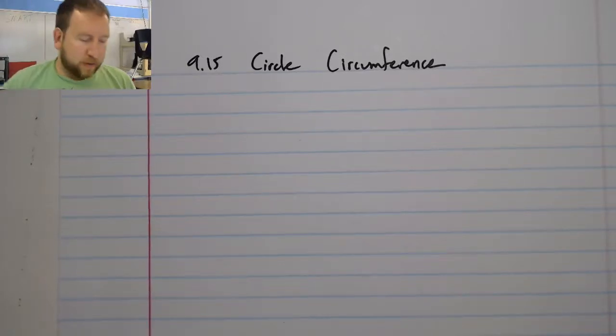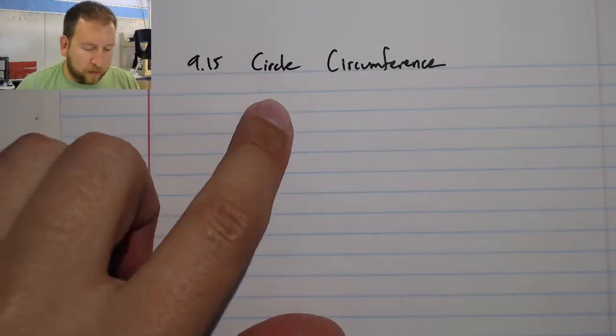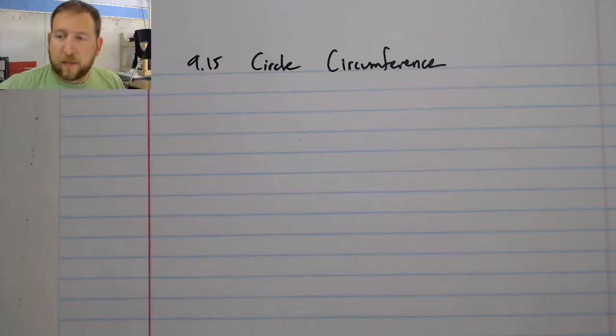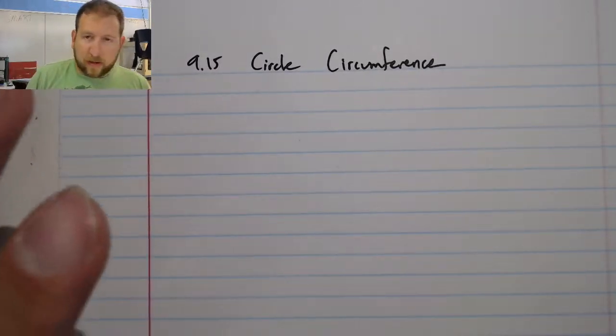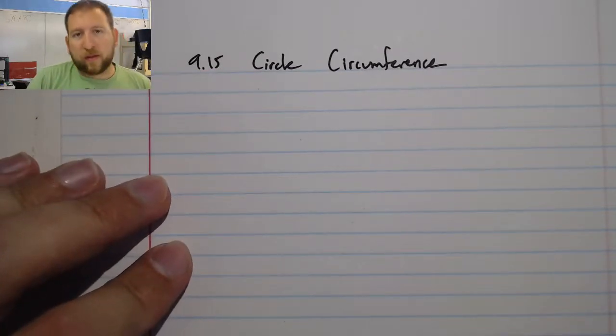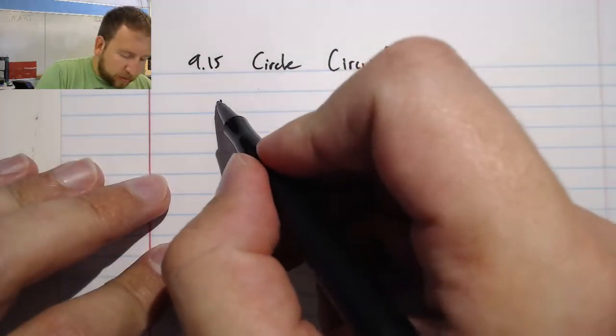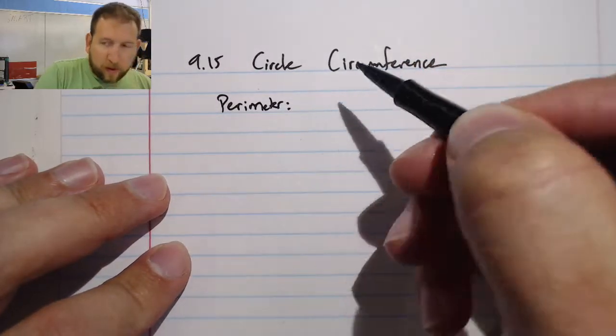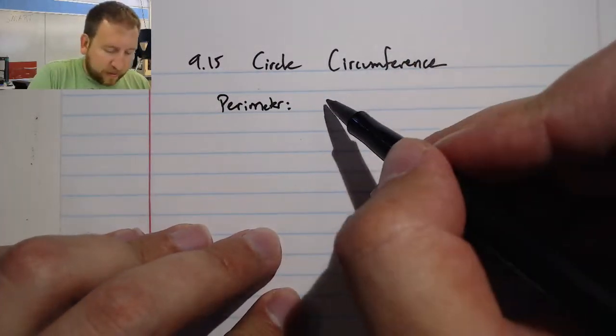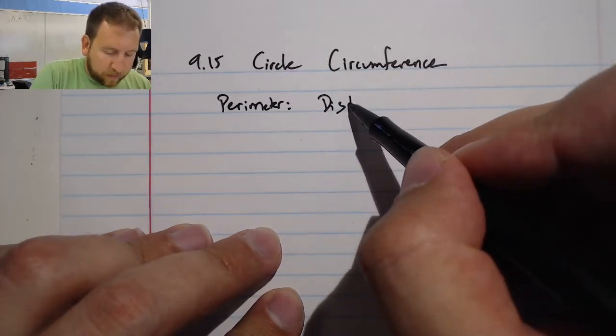Alright, I want to go on to section 9.15, and it's called Circle Circumference. This is going to be a pretty easy section, but I want to go into a little bit of detail in some of the topics. Now, this is going to be a kind of a throwback to perimeter. Recall that the perimeter means the distance around the outside of a shape.